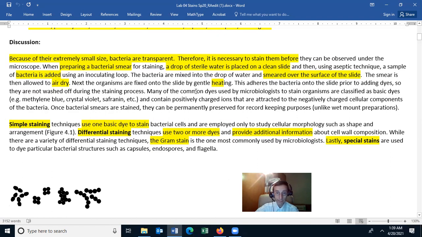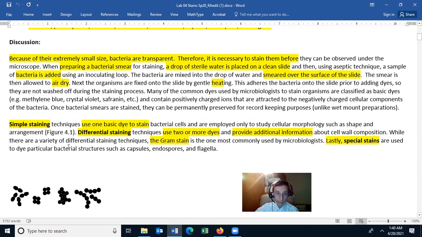heat fix the slide. You need to do these last two steps, otherwise the bacteria cells will not stick to the glass slide. When you're staining them, especially if you have a wash step to remove the stains, the wash step will remove the bacteria cells if you don't air dry the slide and then heat fix.